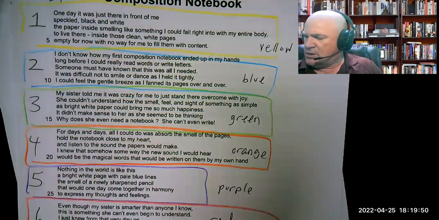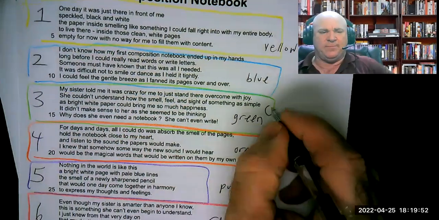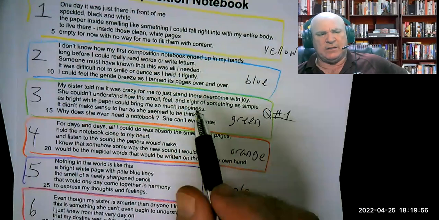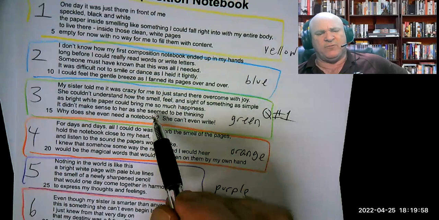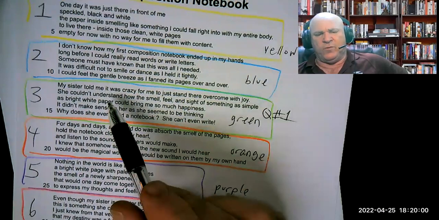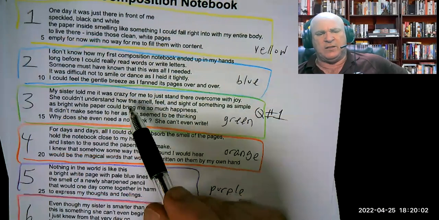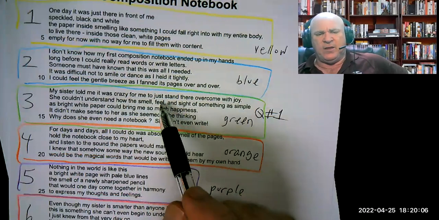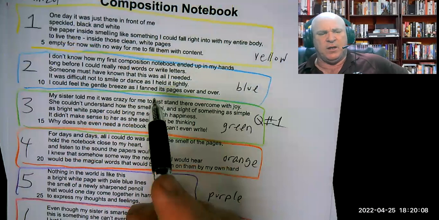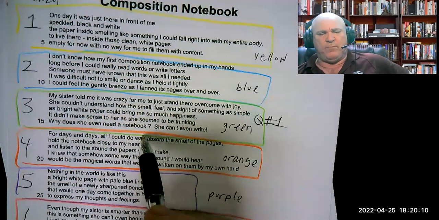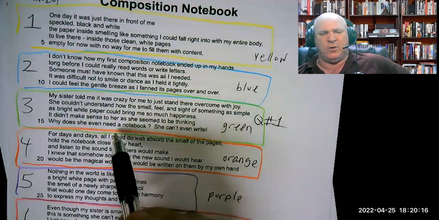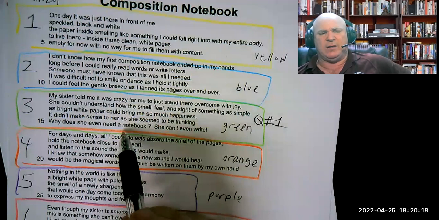Question number 1, I'll label that, is asking about this green monkey stanza. My sister told me it was crazy for me to just stand there overcome with joy. She couldn't understand how the smell, feel, and sight of something as simple and as bright as white paper could bring me so much happiness. It didn't make sense to her, as she seemed to be thinking, why does she even need a notebook? She can't even seem to write.